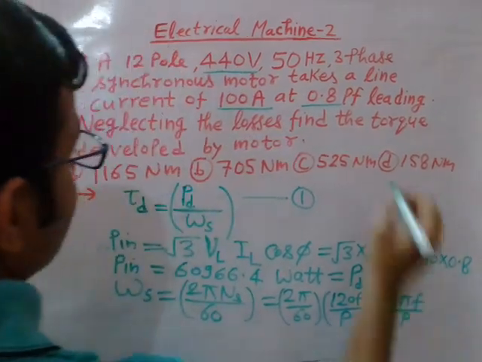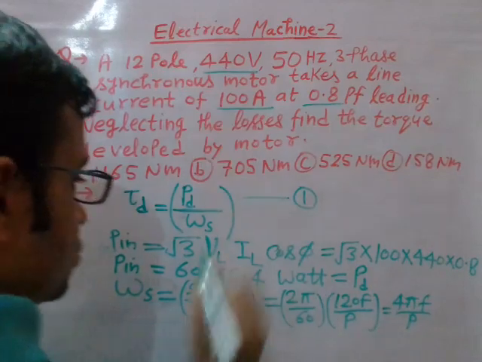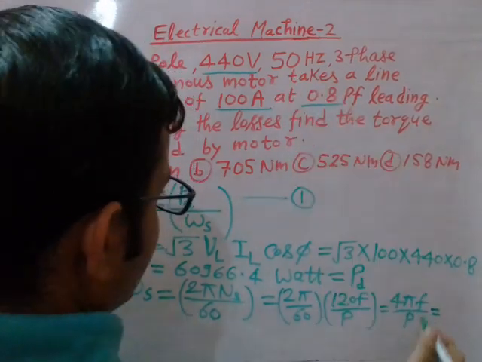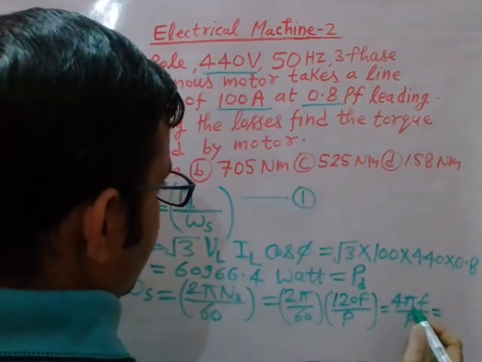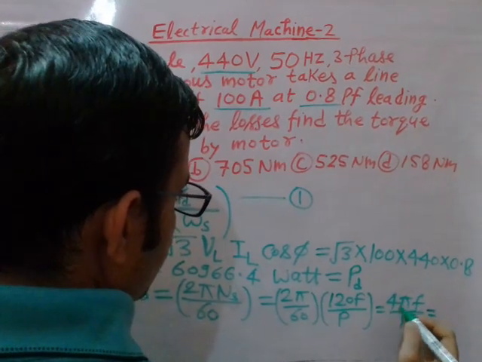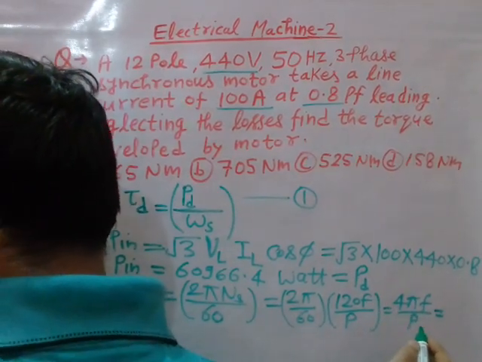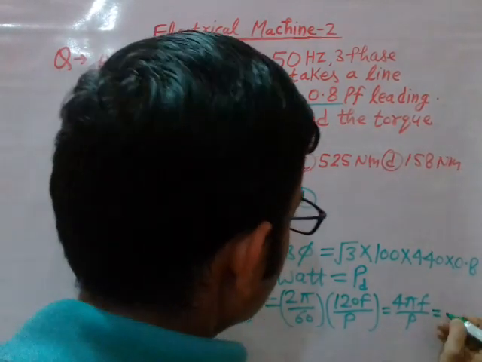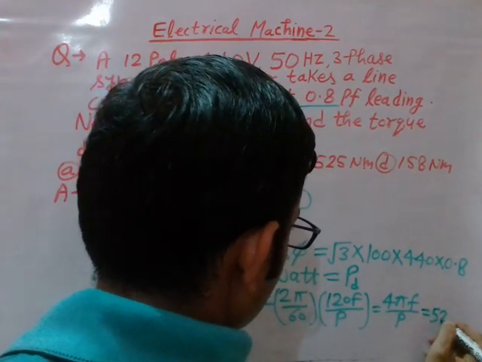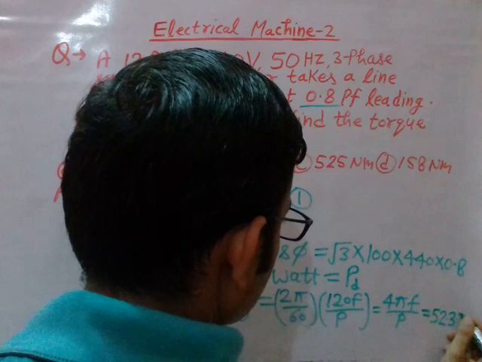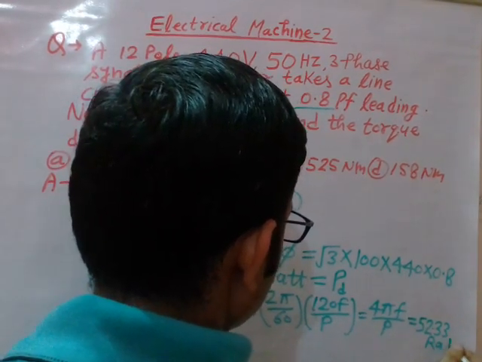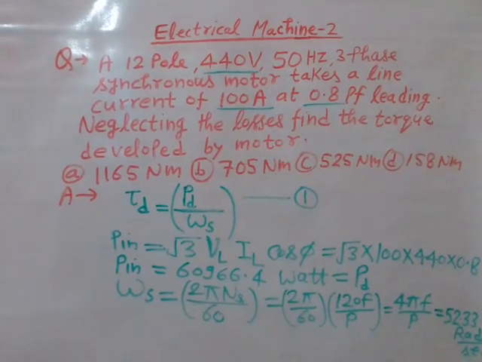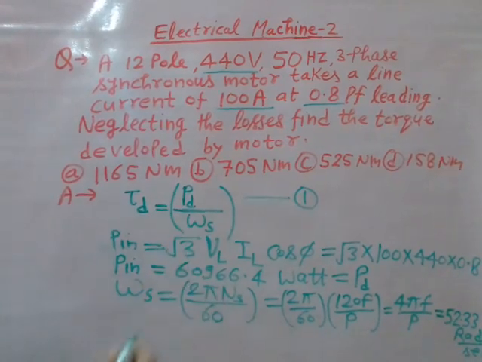So f is the supply frequency, equal to 50 hertz, and p is the number of poles, 12. Putting f equal to 50 hertz and p equal to 12 poles, pi as 3.14, and multiplying by 4, the synchronous speed in radian per second comes out to be 52.33 radian per second, right? So now you have calculated both the parameters.